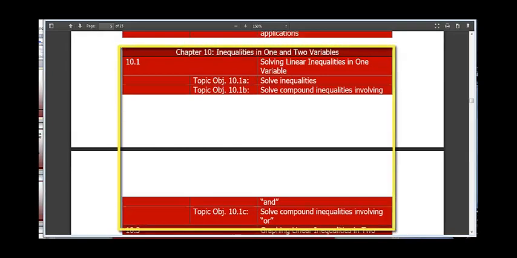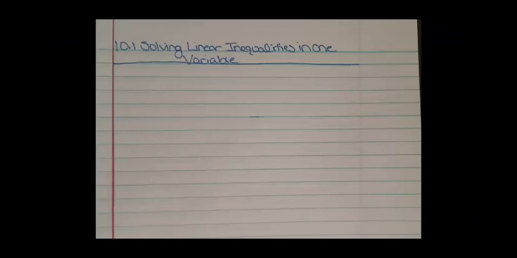Today we will be in Chapter 10, Section 1, Solving Linear Inequalities in One Variable. Our three topic objectives for today are to solve inequalities, solve compound inequalities involving "and," and solve compound inequalities involving "or." Chapter 10, Section 1, Solving Linear Inequalities in One Variable.